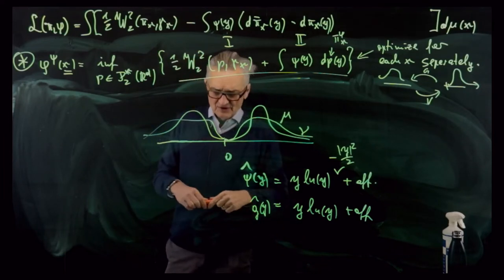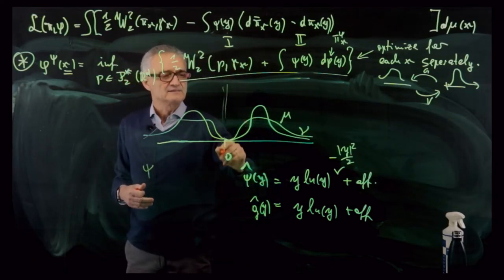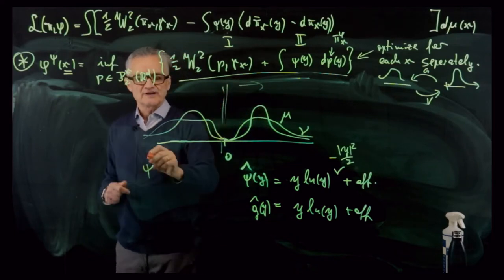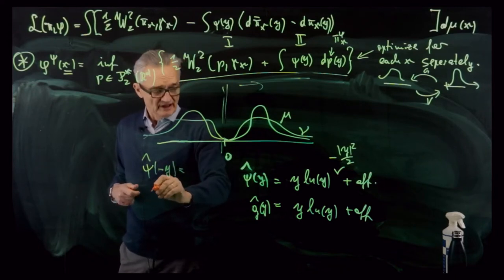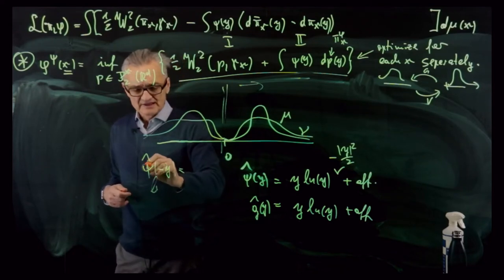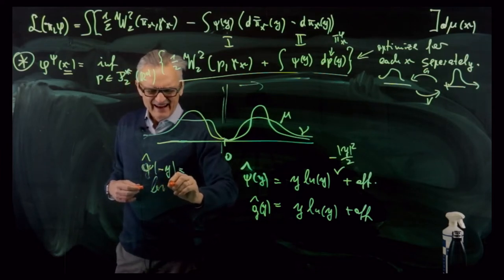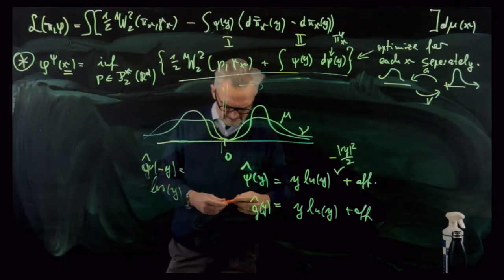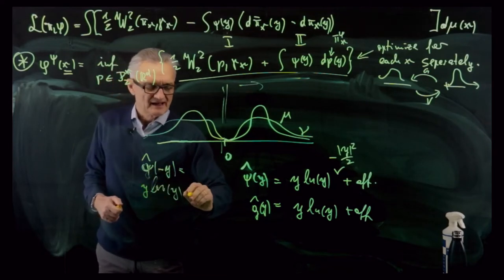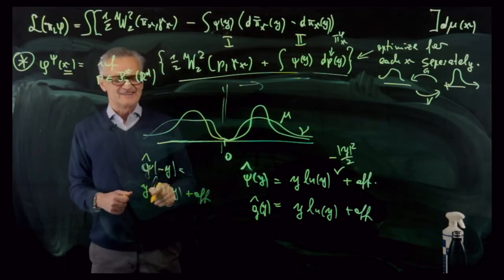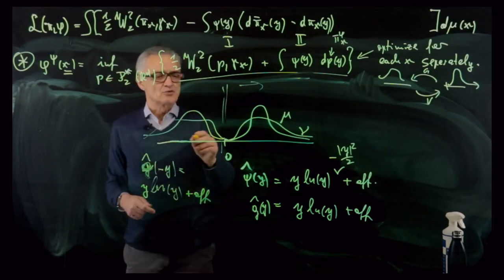Now here, when you forget this side and just concentrate on this here, psi hat of minus y is equal again to this. Let's speak about the g, which is again y ln y plus affine. So this is the g hat at the point minus y now, of course.